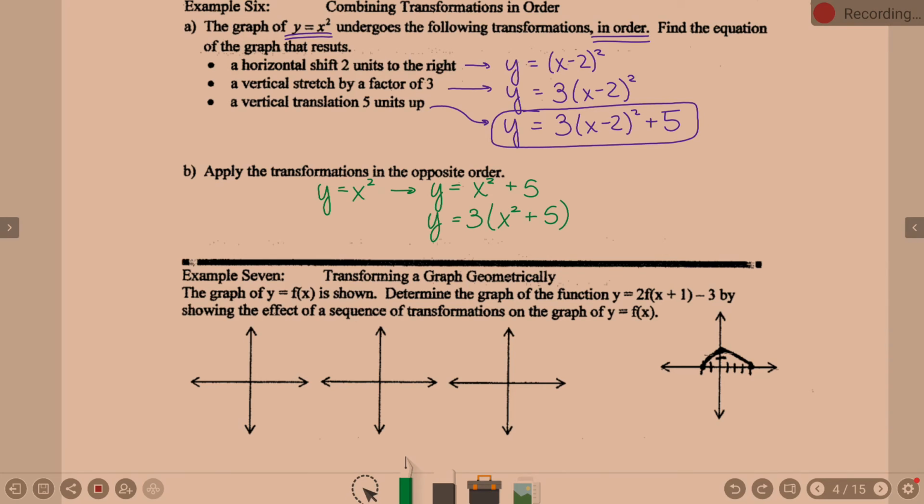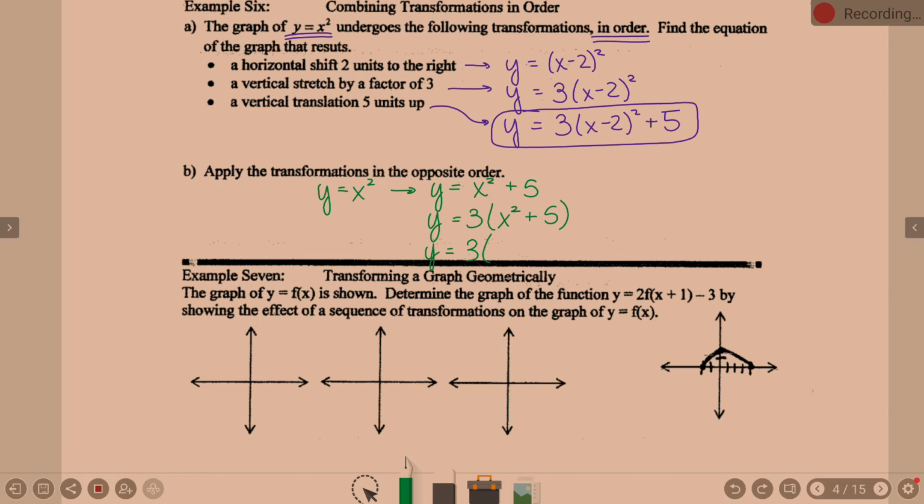So, what do you do when you have to do the horizontal? Horizontal shift 2 units to the right. Well, where does a horizontal shift go? It still has to go in the parentheses. It still has to go with x. And so, my 3 is going to stay out front. We're still going to have parentheses around x squared plus 5.